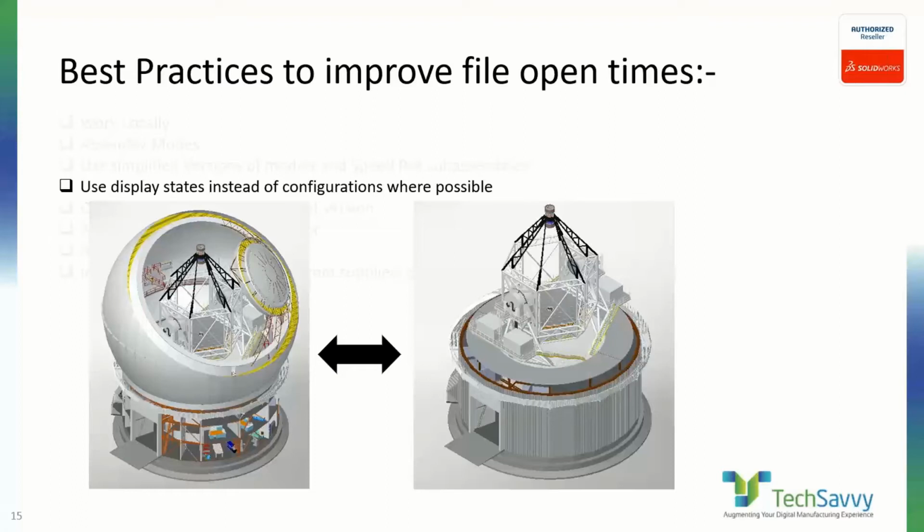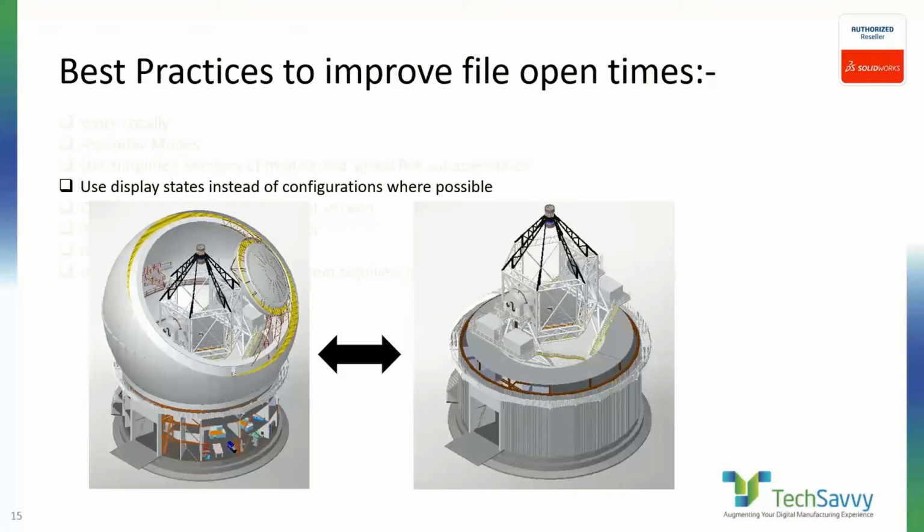For example, if you want to show a different color, or hide a component, or isolate some component for your work, it is more efficient to represent that with a display state, not a configuration. Likewise, if you plan to show different displays in a drawing, you should only use display states rather than configurations.